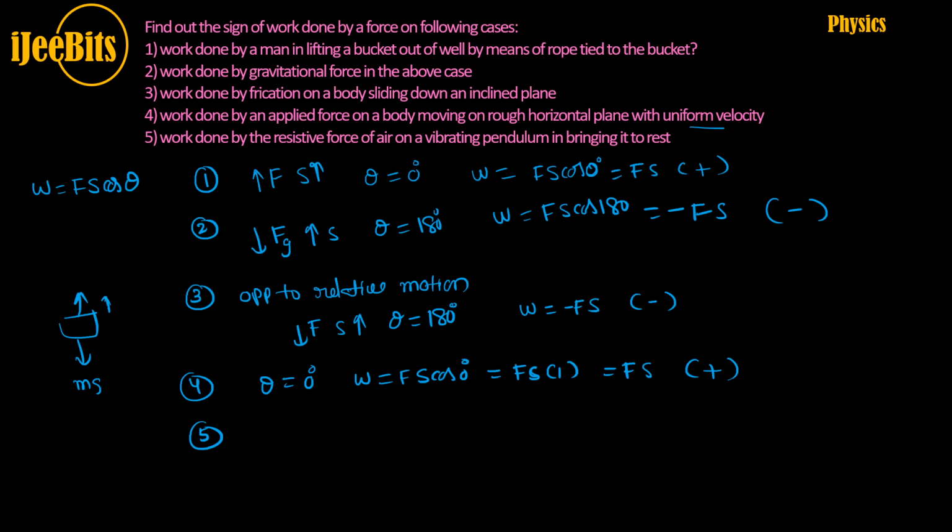What is the fifth one? Work done by the resistive force of air on a vibrating pendulum in bringing it to rest. Whenever you say resistive force, this is again opposite to the motion. Whenever you say opposite to the motion, theta would be 180 degrees, and hence work done would be negative. So this is how we have to identify whether the work done is negative or positive. Clear?